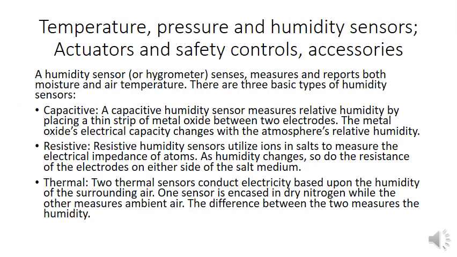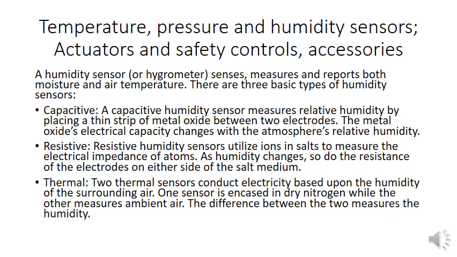Humidity sensors, or hygrometers, measure and report moisture as well as temperature. So if normal air conditioning is to be used, then we can use this humidity sensor, which can measure the humidity as well as the temperature. Generally, three types of humidity sensors are used.